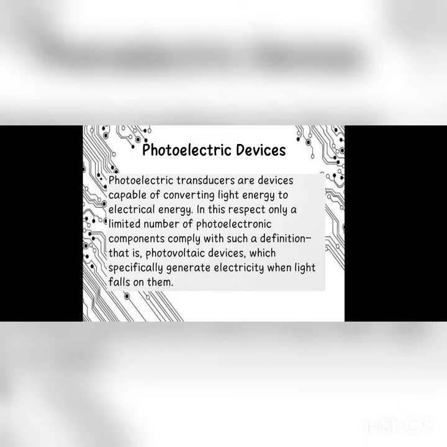In this respect, only a limited number of photoelectronic components comply with such a definition, that is, photovoltaic devices, which specifically generate electricity when light falls on them. Photoconductive devices: one thing all photoconductive devices have in common is that they are basically diodes. Even the phototransistor, which combines the photoconductivity properties of a photodiode with the amplification properties of a transistor, has a diode part that is a photoelectric device.